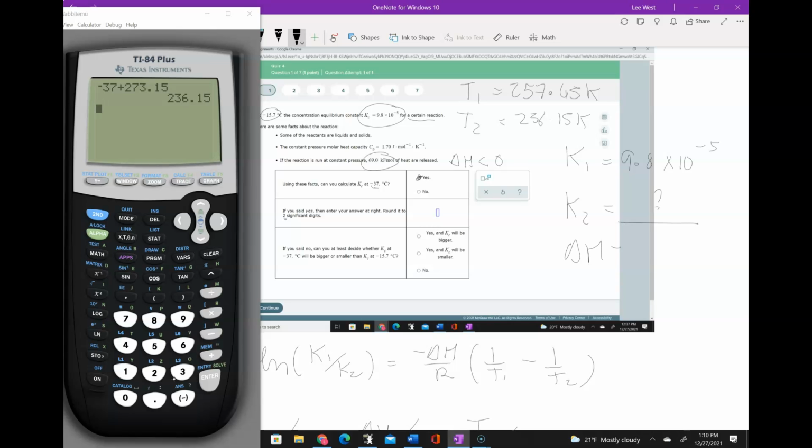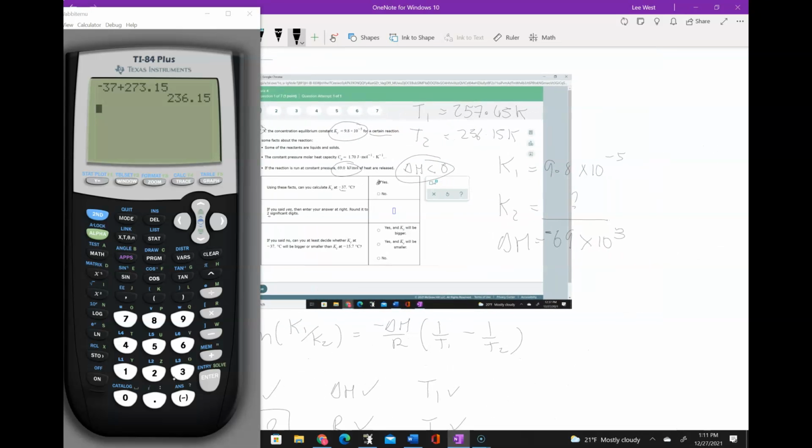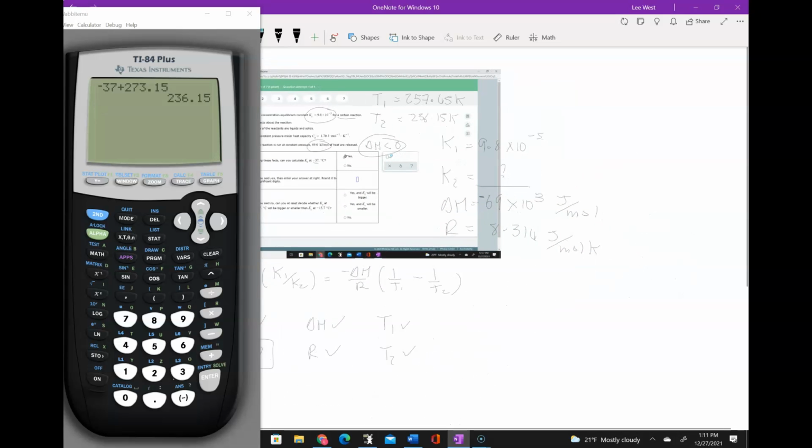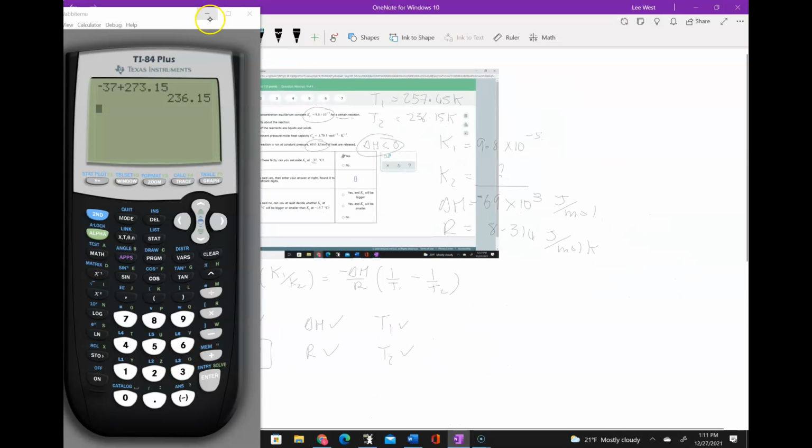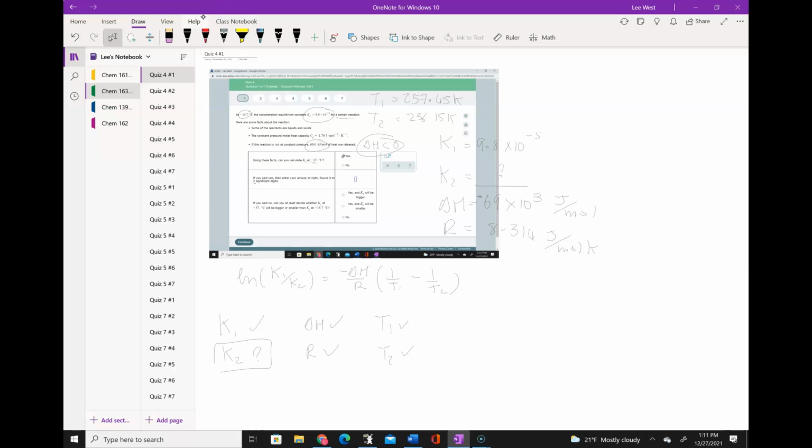Delta H, remember I said it has to be in joules per mole, so that's going to be 69 times 10 to the 3 joules per mole. And remember, delta H is negative, right? Because it's an exothermic reaction. That heat is released. That is joules per mole. And then finally, R is 8.314 joules per mole per degree Kelvin. So let's set all of that up and then we will solve.